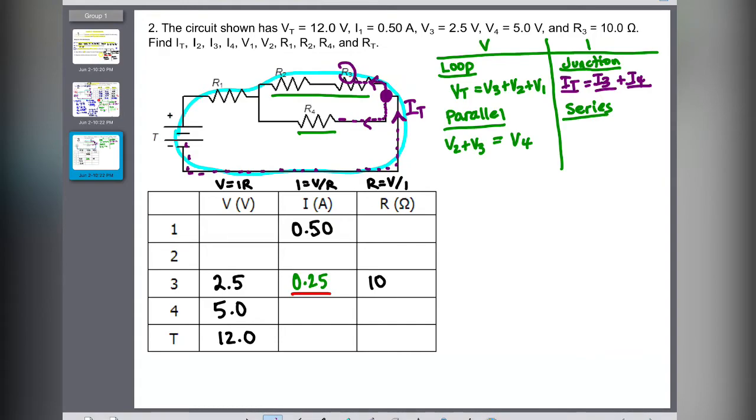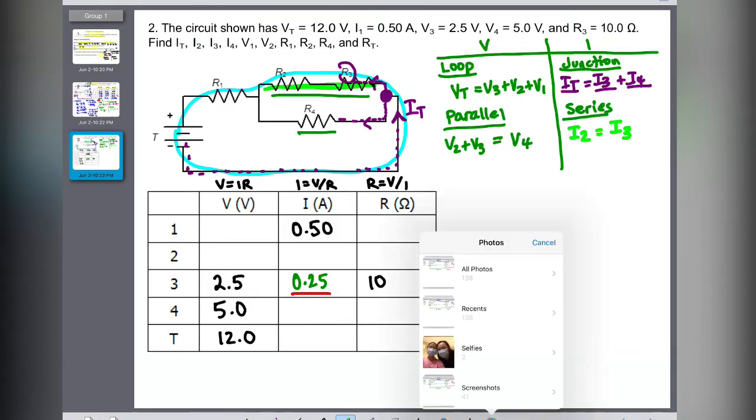Okay, things that are in series, hopefully you're okay with the series being, I don't know if you see it, but 2 and 3 are also in series with each other. These two, because they're in one line. Okay, so if they're in series, their current is the same. So I2 has to equal I3.